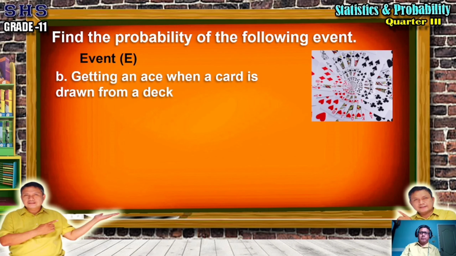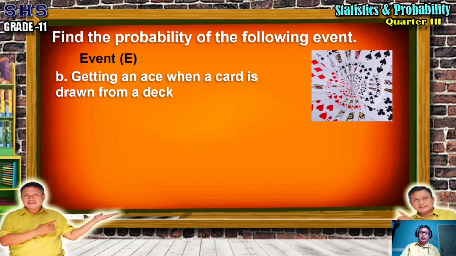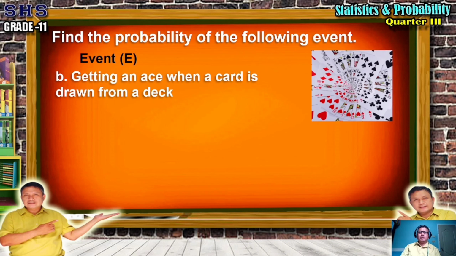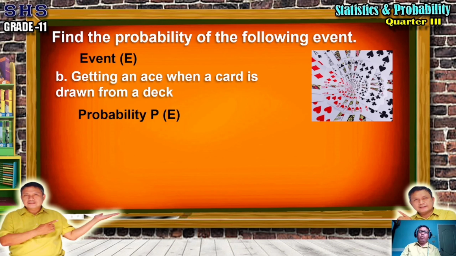So there are 52 cards, no? Okay, so bakit po? Di ba kada set we have 13 times 4, so that is 52. Now, what is the probability of getting an ace when a card is drawn from a deck? Okay, ang gagawin lang po natin ay ito.